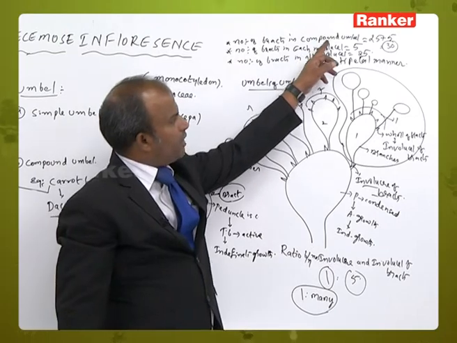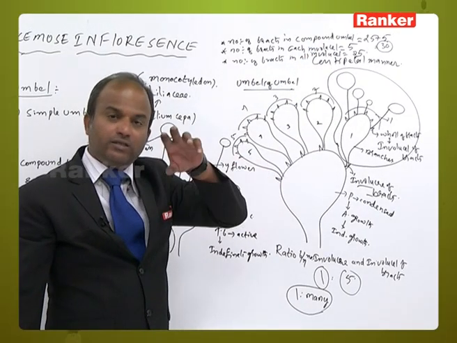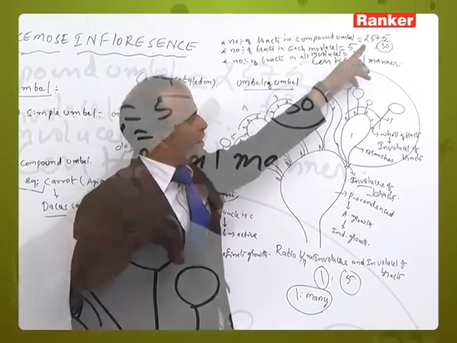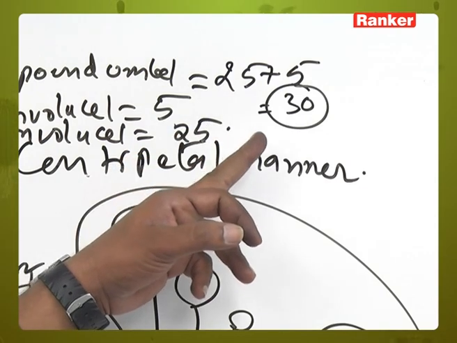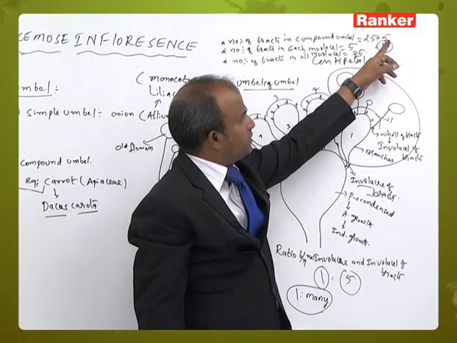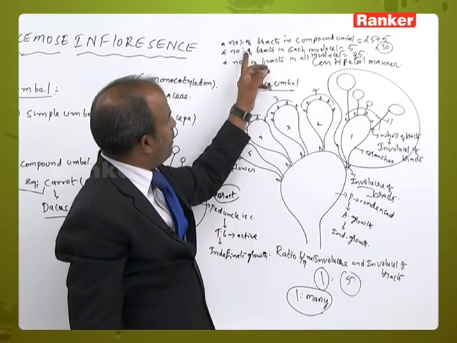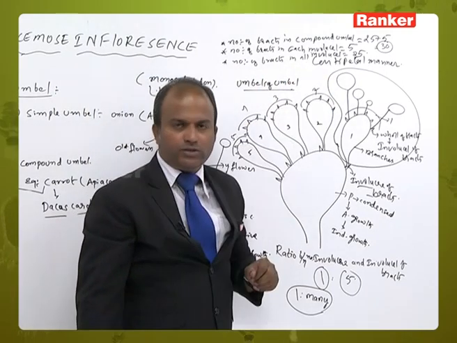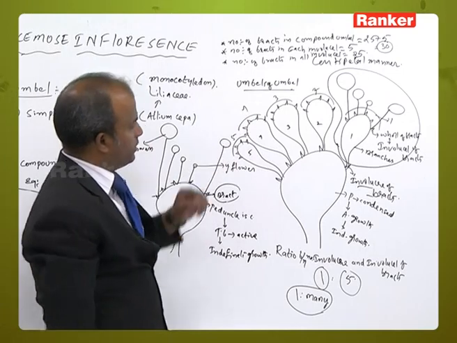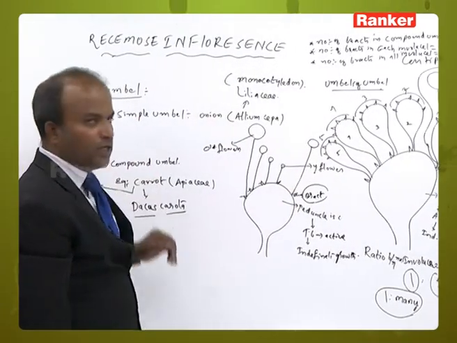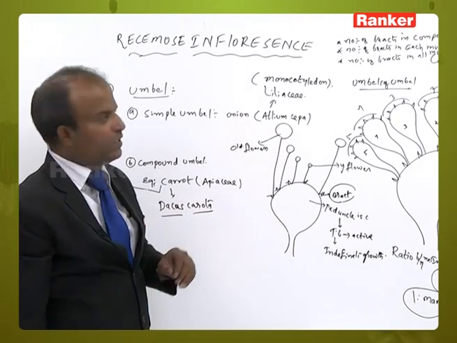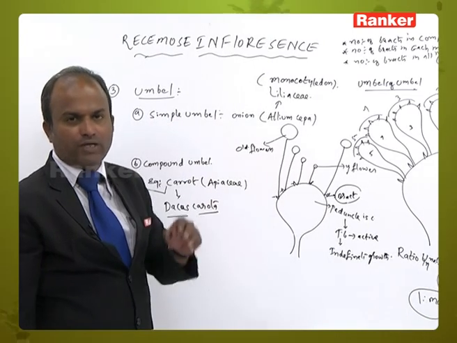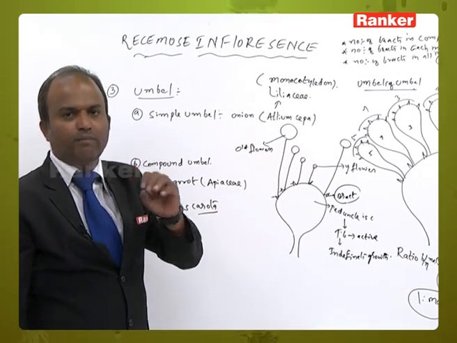The number of bracts in the compound umbel means the number of bracts in involucres, which is 25, plus the number of bracts in the involucre, which is 5, equal to 30. The number of bracts in each involucre is 5. The number of bracts in all involucres is 25. This completes the compound umbel. That means we have completed the racemose inflorescence with pedicellate flowers.